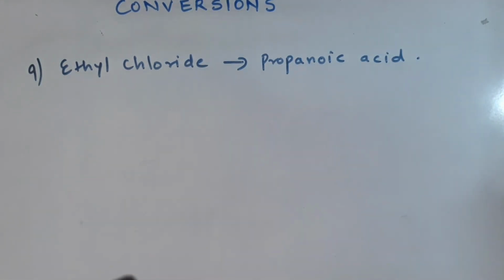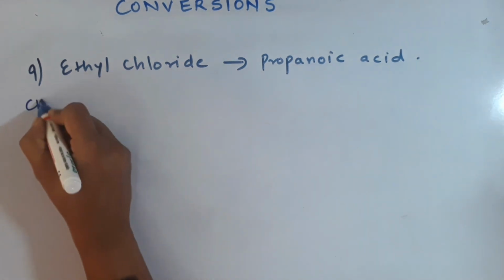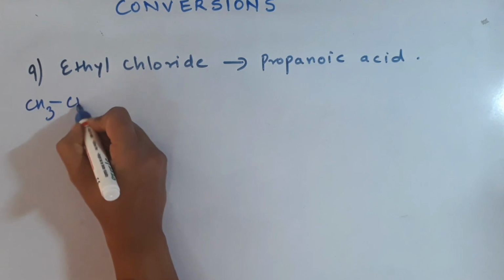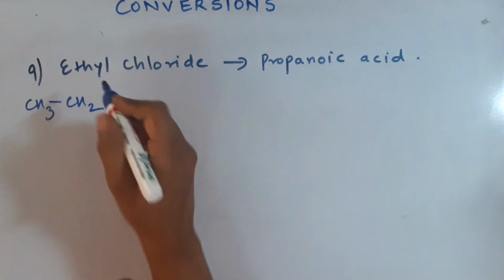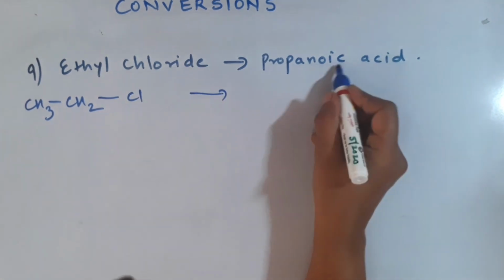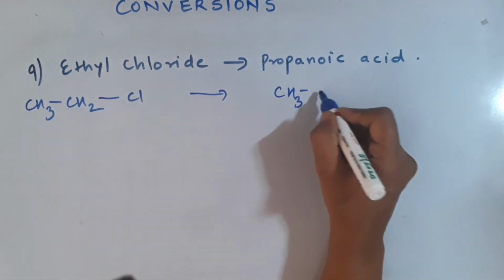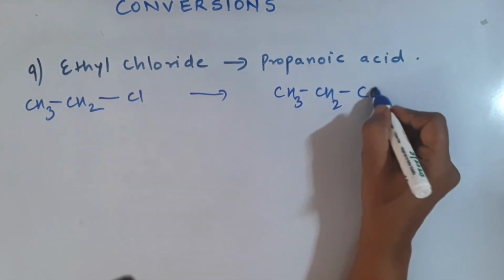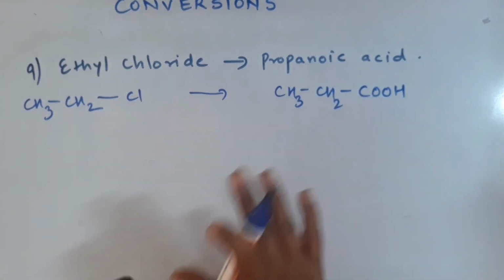Ethyl chloride to propanoic acid. Draw the structure of ethyl chloride. CH3CH2Cl is ethyl chloride. Propanoic acid means acid containing 3 carbon atoms: 1, 2, 3. Very simple reaction.